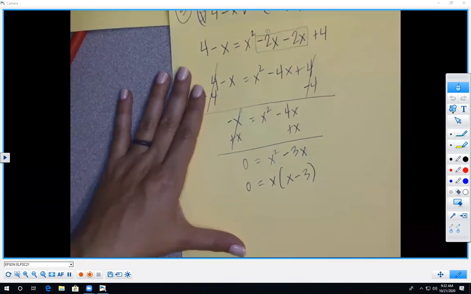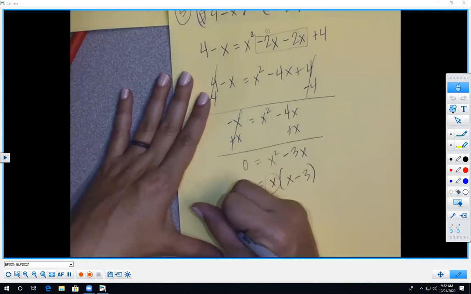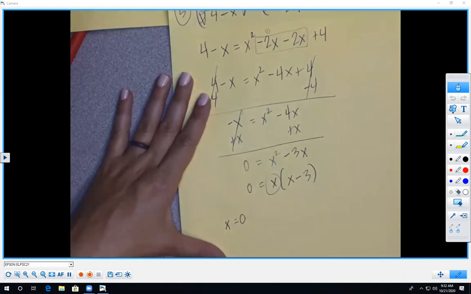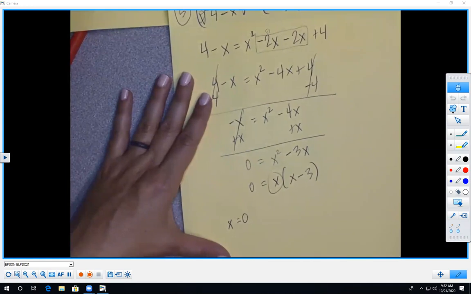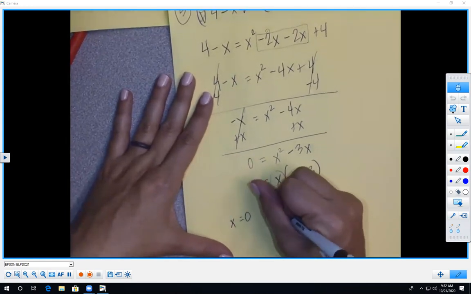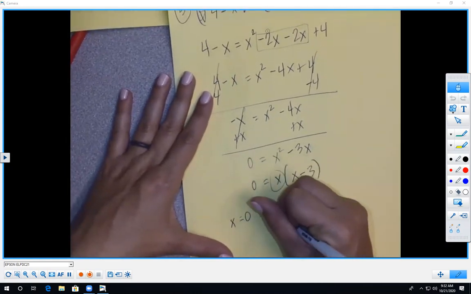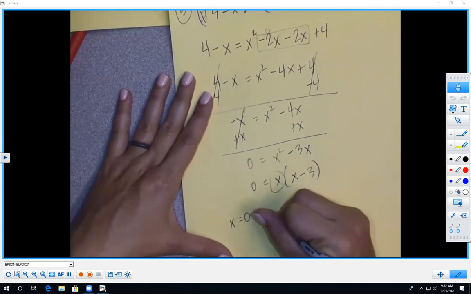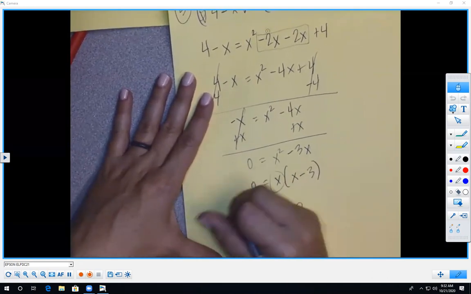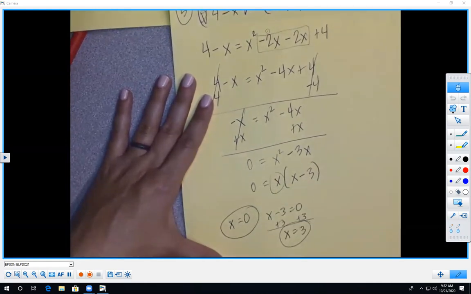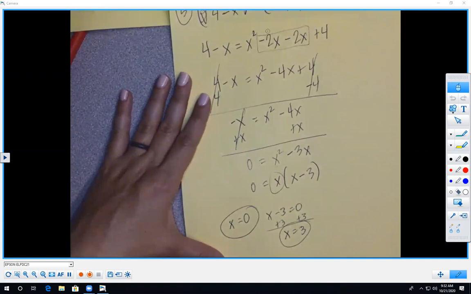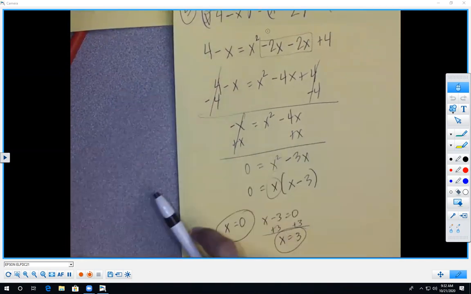Set each factor equal to 0. So I'm going to take this x and set it equal to 0 and solve. Done, right? It's already solved for x. On the other one, x minus 3 equals 0. You have to add 3 to both sides, and you get x equals positive 3. So 0 and positive 3 are my two answers here. You have to check them and make sure they work.